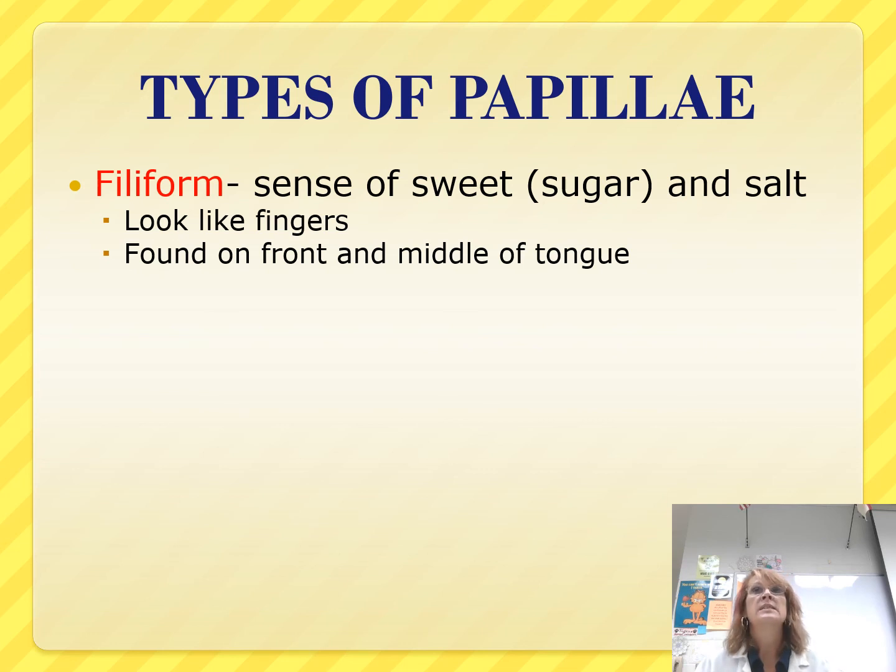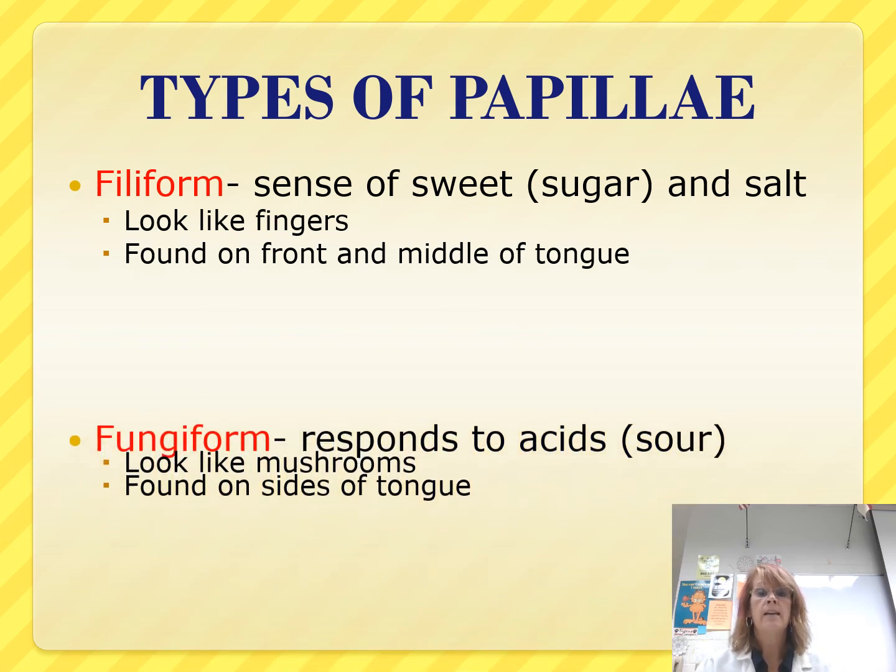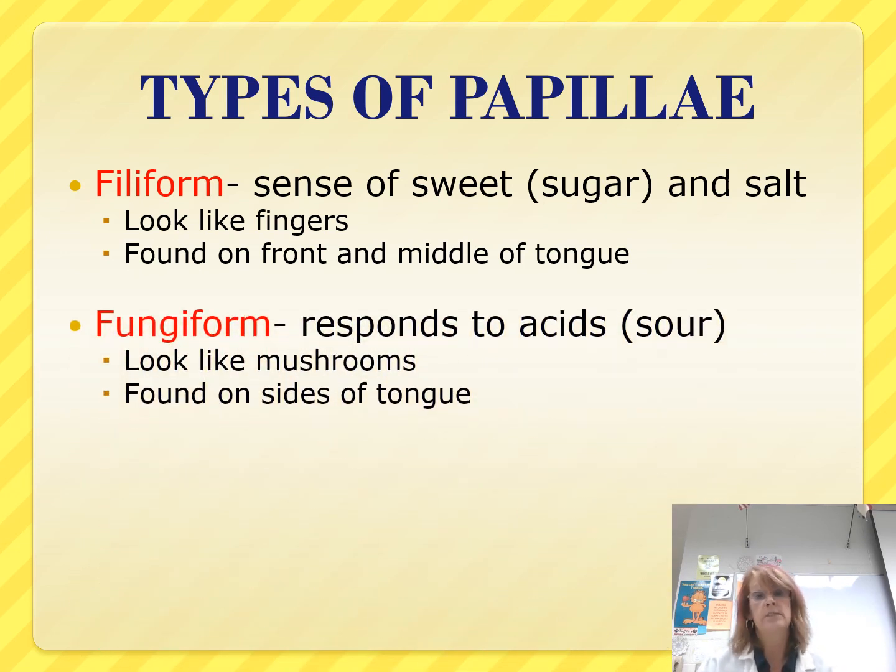So like if you were to take something that's bitter, like soap, and put it right on the end of your tongue, you wouldn't taste it. You don't taste soap until it gets to the very back, which we're going to talk about in a second. But filiforms deal with your sense of something that's sweet and something that's salty. You then have what are called fungiforms. These look like mushrooms. So they look like fungus. That's where they get their names from. These respond to chemicals that are acids. And this is what gives us our sour taste.